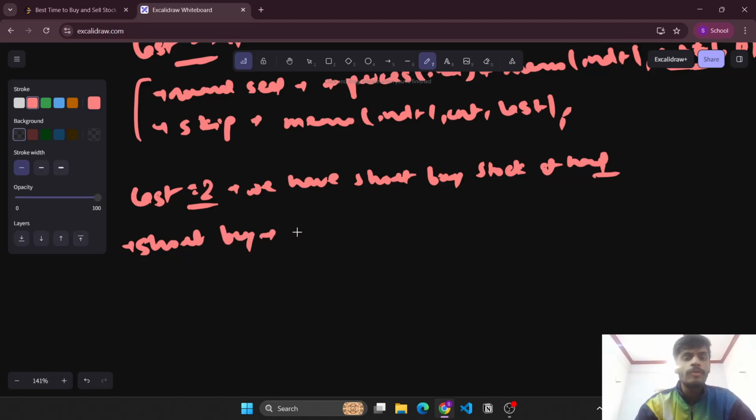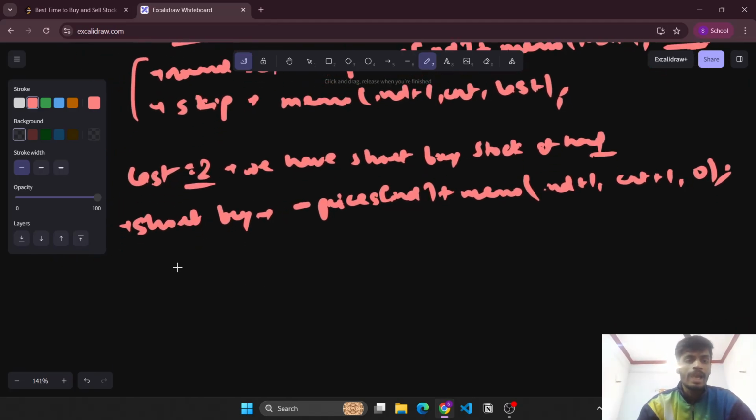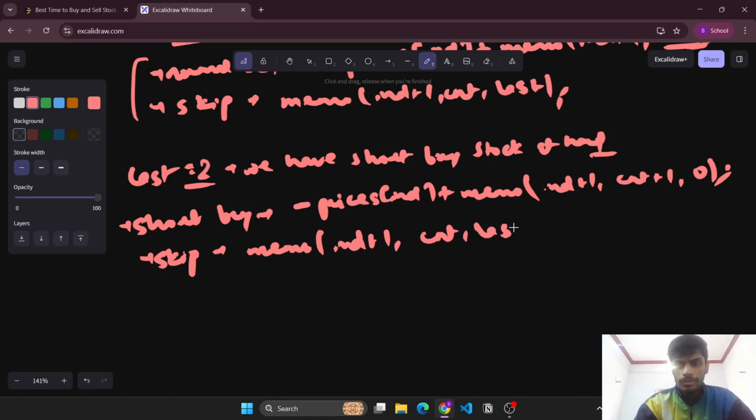So in this case, what will we do? We need to pay some price, so it will be negative of prices of index, plus again the same function will be called: memo of index plus 1, count plus 1, and the last will become 0, because a particular transaction has been completed. And the other case will be to simply skip, performing no operation here, no buying or selling of stocks. So in this case, index plus 1, count, and last.